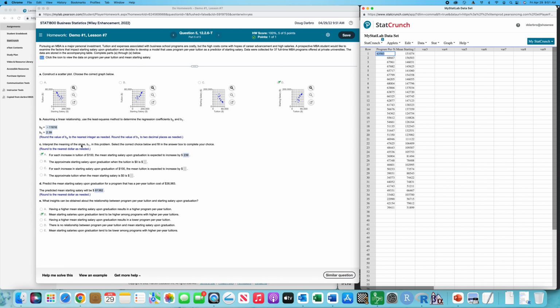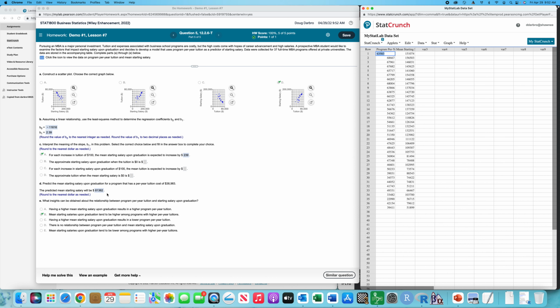So interpret the meaning of the slope. So again, for each increase in $100, the mean starting salary is expected to increase by $239. Typically, that's a little confusing because typically the x is increased by 1, but they decided to increase it by 100, which tells me I have to multiply this by 100 to get 239.